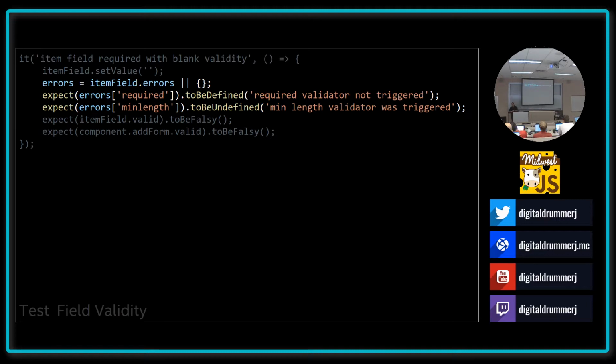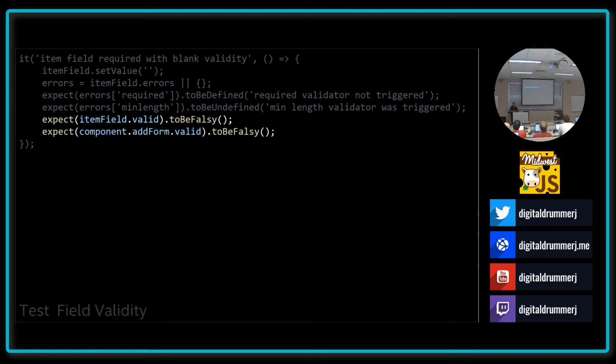That took me for a loop the first time I ran that. I thought, well, it's blank. That means it's less than 3 characters. The way Angular fires the validators goes, well, required and min length, required takes precedence over min length, so only the required gets fired because you haven't typed anything yet. Then I can test my field validation. So at this point, I expect item field not to be valid, so to be falsy. And I expect my form to also be falsy.